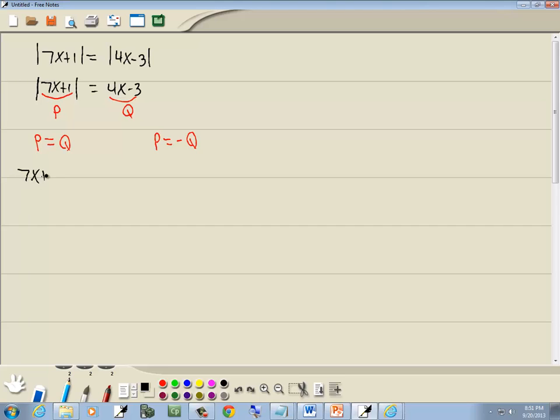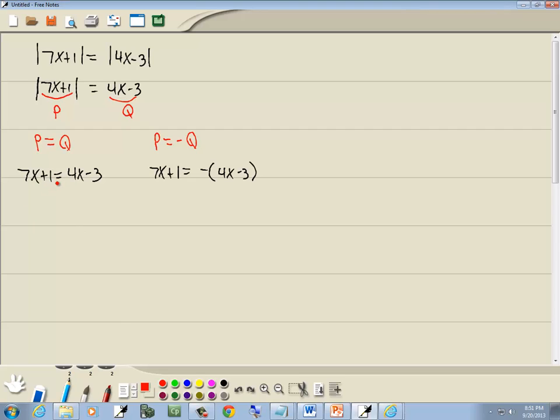So we got 7x plus 1 is equal to 4x minus 3. And we got 7x plus 1 is equal to a negative 4x minus 3. Now notice I put the 4x minus 3 inside of parentheses here. That negative is going to end up flipping the sign of everything inside, which we'll see. Okay, so let's solve this one first. First step is get rid of parentheses. This is a linear equation at this point.